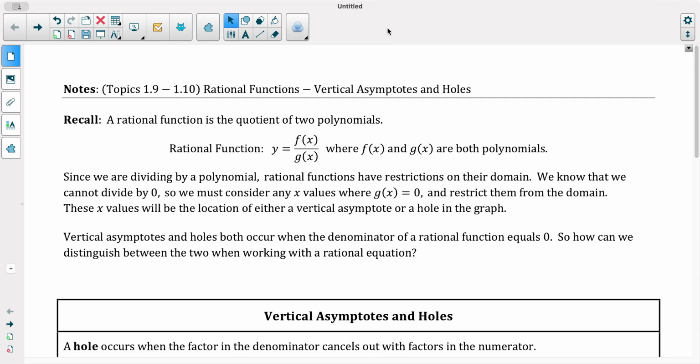Okay, so we're continuing with rational functions, and today we're talking about vertical asymptotes and holes. Okay, so the big thing, we've already talked about this, about how you have to factor the denominator to find out where your asymptotes are. But we also need to talk about the fact that you can have discontinuities or holes in a rational function if you have factors that match. Okay, that's basically what this is going to be about.